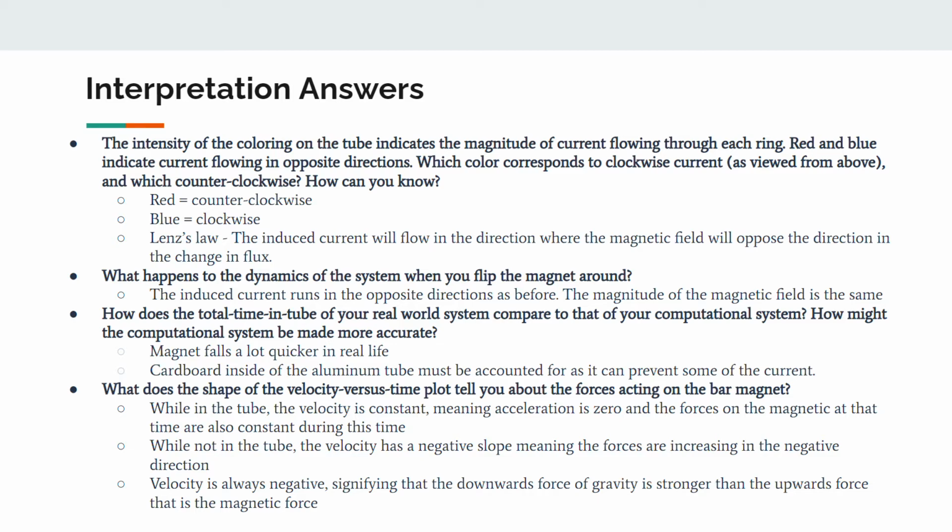Now, what happens to the dynamics of the system when you flip the magnet around? The induced current just runs in the opposite direction as before. The magnitude of the magnetic field always stays the same.